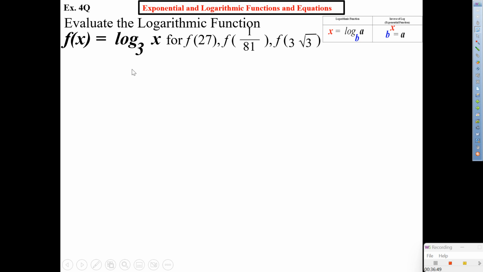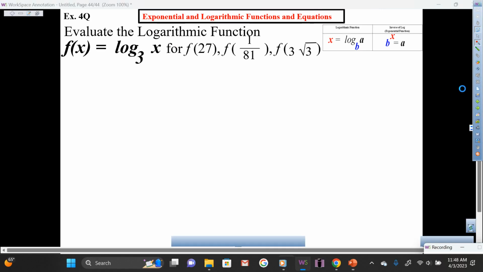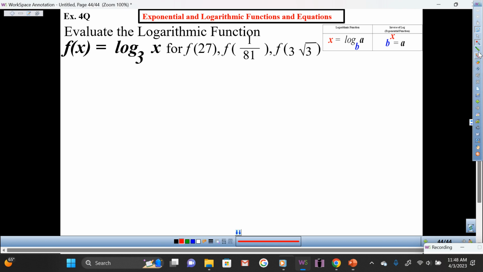Write this down. f of x equals log base 3 of x. And I want you to do the last one, which is this one. 3 square root 3. You're going to evaluate this one using f of 3 square root 3. I'm going to stop the video right there. Enjoy your home play. Let's go.